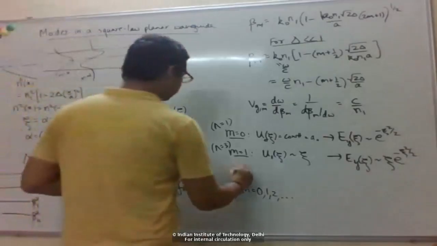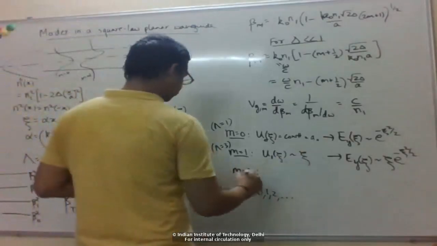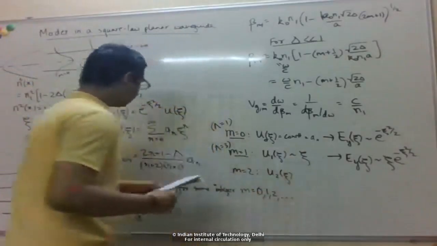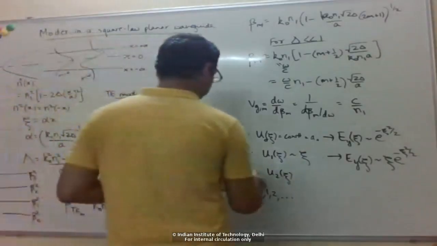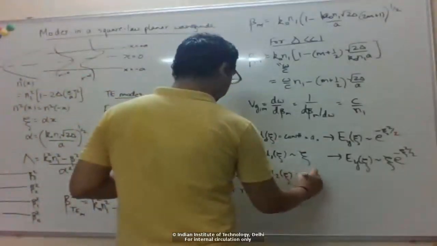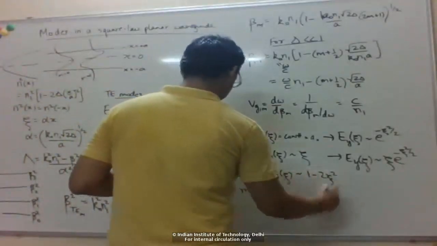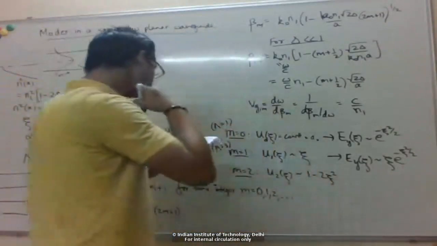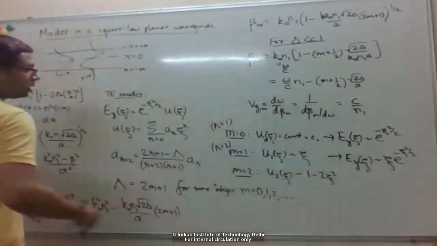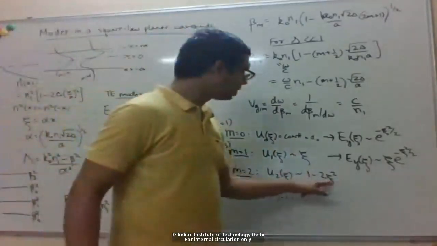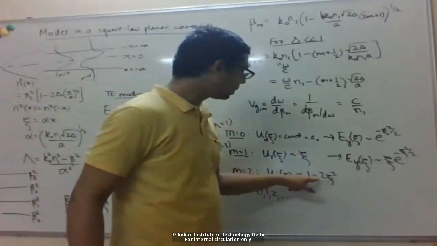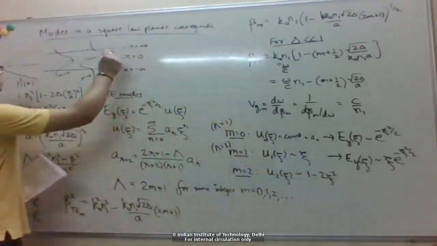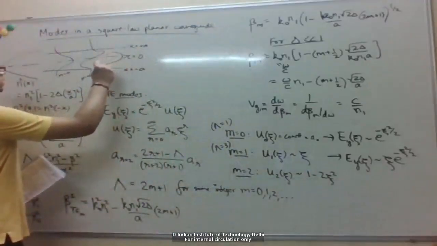And so on. For m equal to 2, you will get something which has psi square. So now a0 and a2 will be non-zero, and you get something like this. Now this is a quadratic function, so it will have two zeros. At psi equal to plus minus 1 over square root of 2, this goes to 0. So it looks like that.